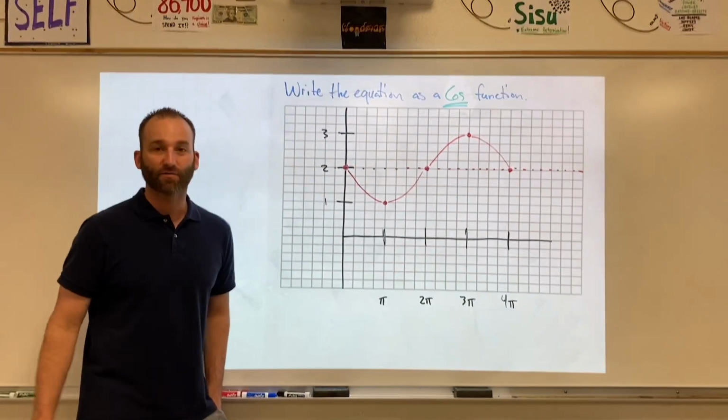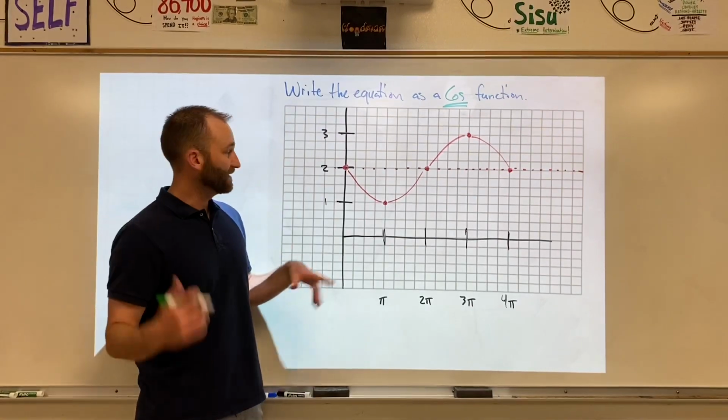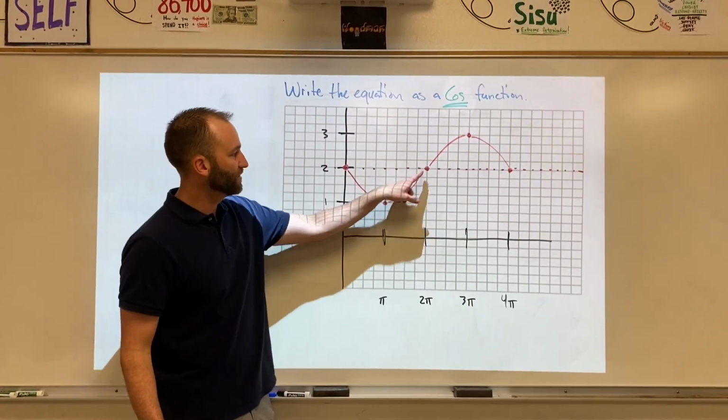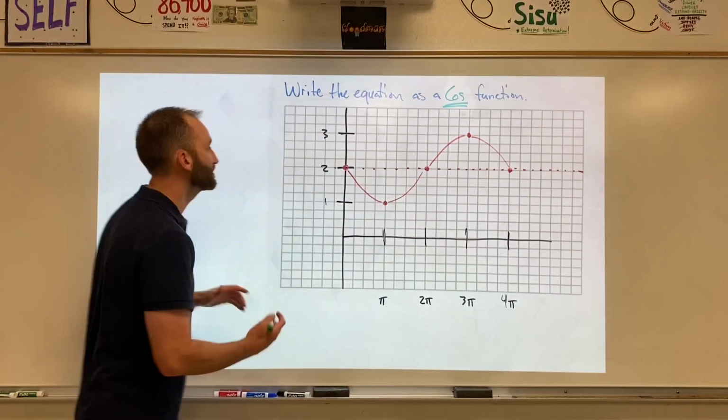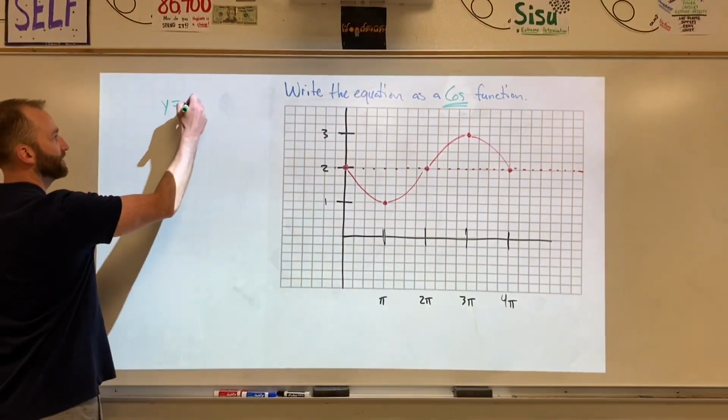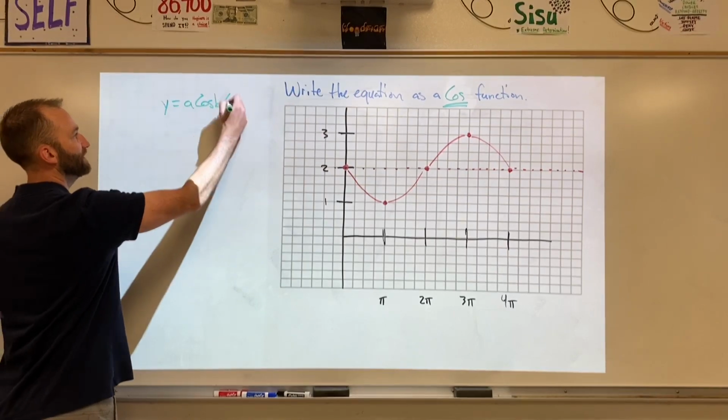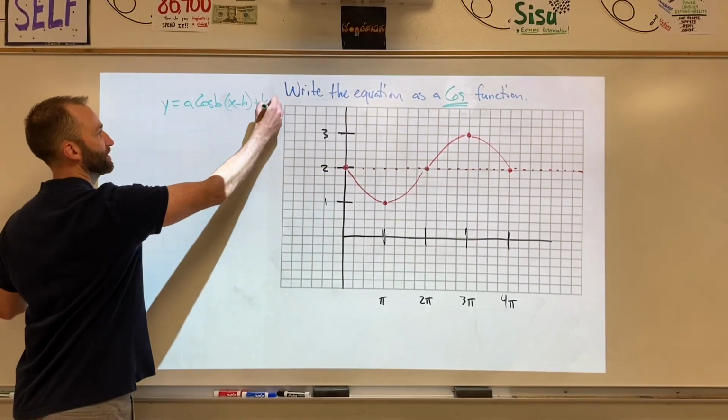Here, we're looking at a graph. Kind of looks the same as the last one. It starts going to the bottom of the hill, middle, top of the hill, back to the middle, but this time they want us to represent it as a cosine function. Here's the general equation. We have a cosine b, x minus h plus k.